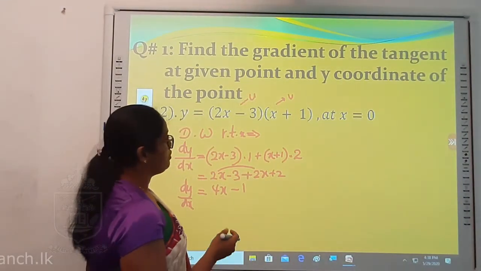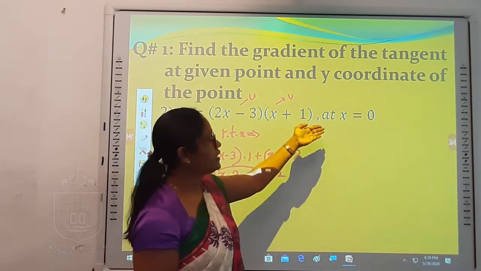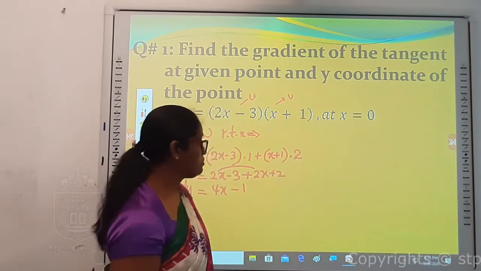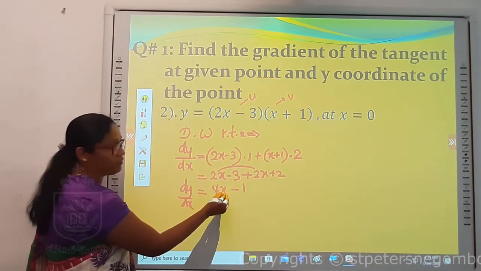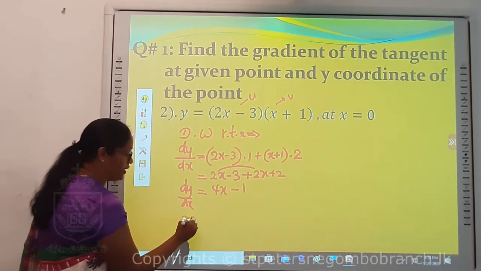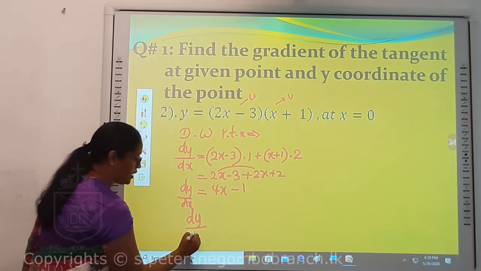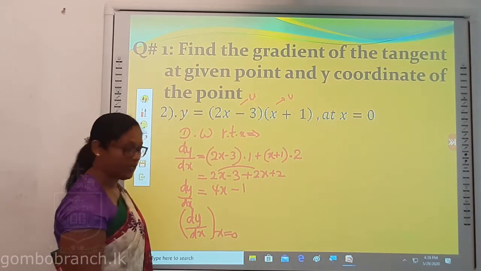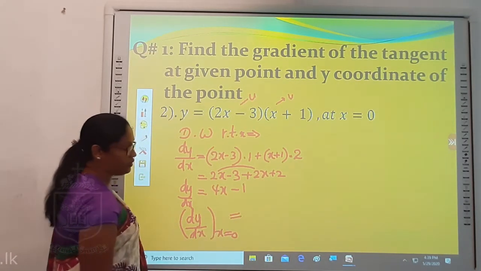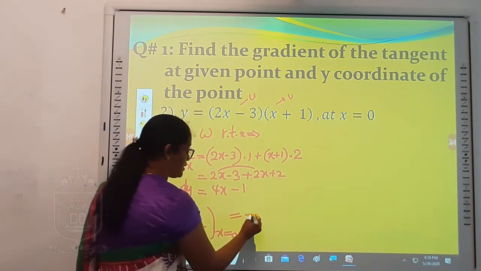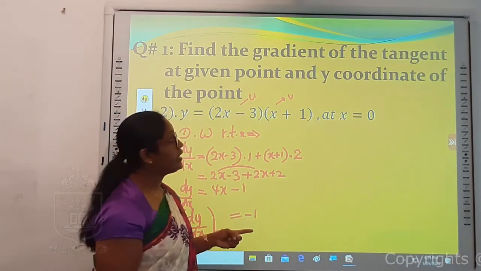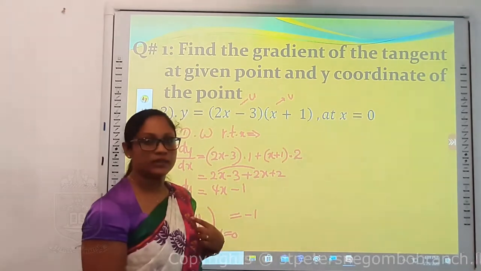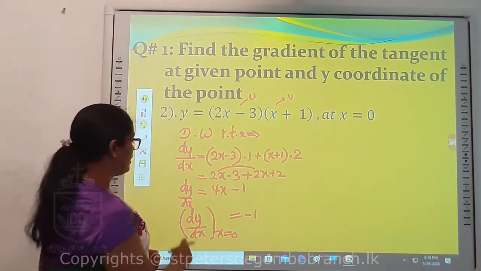Okay, so now we want to find the gradient when x equals 0. So what we can do is just replace x with the value 0, right? So this is the way you can write dy over dx at x equals 0. Just replace x with 0. 4 times 0 becomes 0, so the answer is minus 1. The gradient of the tangent drawn to this curve at x equals 0 is minus 1, right? So this is the way we can find the gradient, and we will move to the next one.